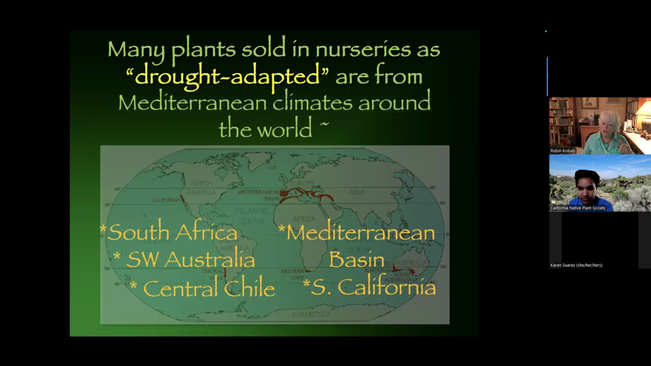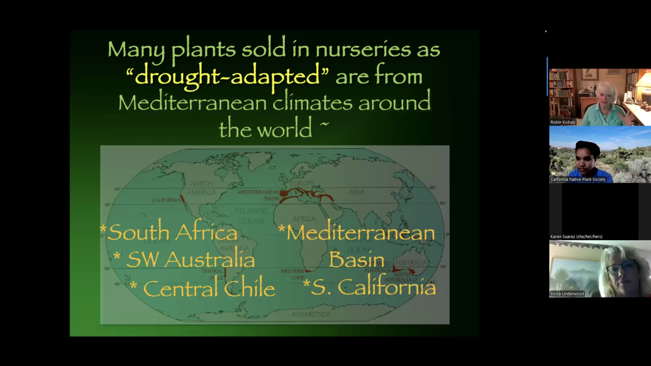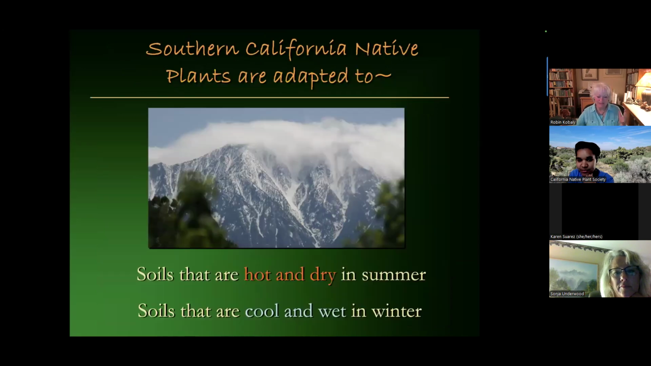So when you go into nurseries, many of the plants that are sold as drought adapted are actually from these Mediterranean climates around the world. For instance, you'll see plants, they'll say where it's native to: South Africa, Southwest Australia, Central Chile, the Mediterranean Basin, and Southern California. And so these are the plants that we should be looking at the most to plant in our climate here, because they're already pre-adapted to this climate.